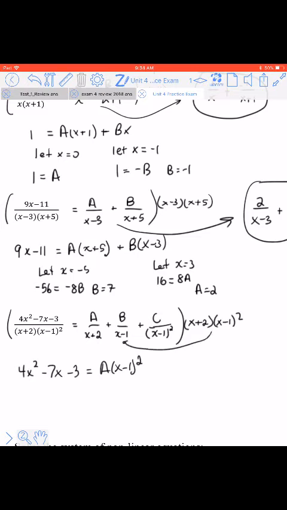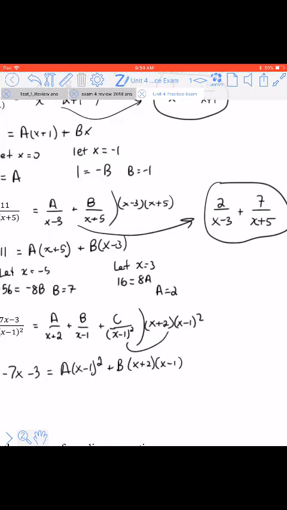Now when this multiplies the b, x minus 1 cancels with one of these x minus 1's. So the b multiplies an x plus 2 and an x minus 1. And finally c, when this multiplies over to here, the x minus 1 squared cancels with x minus 1 squared. So c multiplies x plus 2. Now we got to solve for a, b, and c.